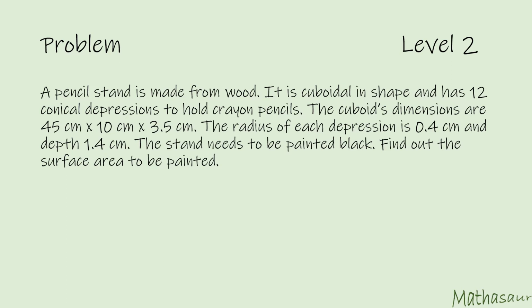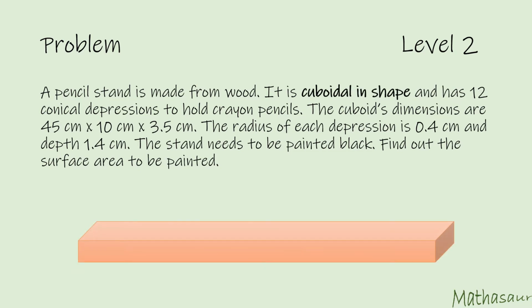Let us look at another problem. A pencil stand is made from wood. It is cuboidal in shape and has 12 conical depressions to hold crayon pencils. The cuboid's dimensions are 45 by 10 by 3.5 centimeters. The radius of each depression is 0.4 centimeters and depth 1.4 centimeter. The stand needs to be painted black. Find out the surface area to be painted.